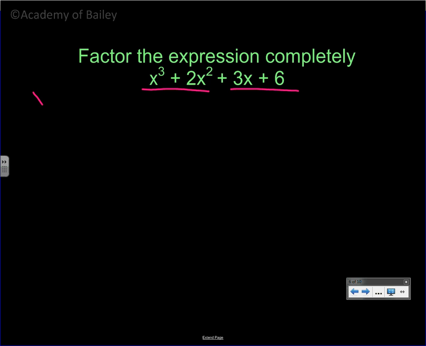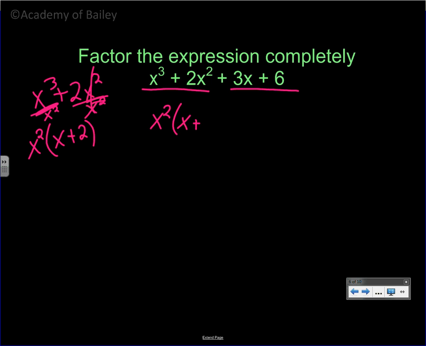So let's look at x cubed plus 2x squared. What factor can you pull out of this? You can pull out x squared, right? So we have x squared. If you take out x squared out of x cubed, you're left with x. It would look like this if you're trying to solve that out. And then you divide this by x squared, and those cancel, and you're left with plus 2. So we have x squared, and then x plus 2 inside.